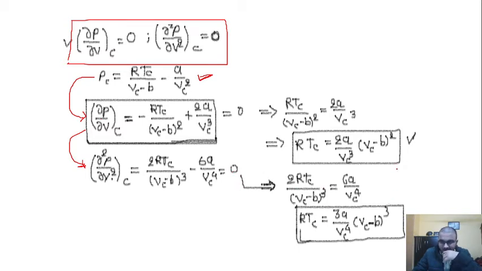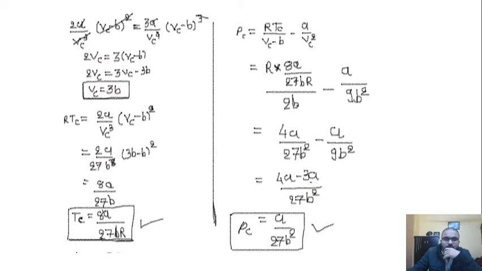So we are getting another value of RTC. Here we have one value of RTC, and here also we have one value of RTC. Once we equate them, with RTC on both sides, we get the value of VC as equal to 3B. VC is equal to 3B.